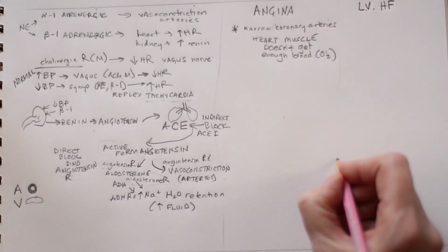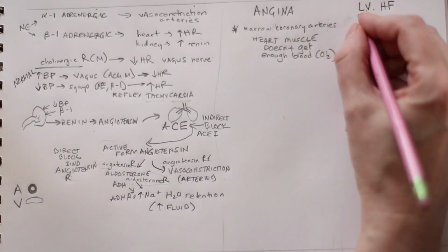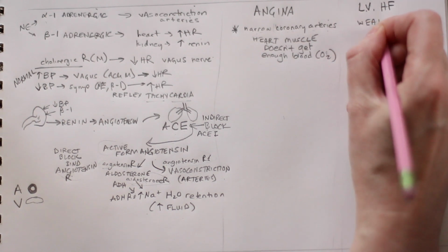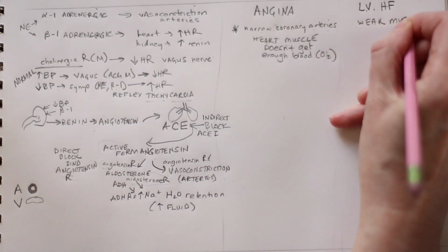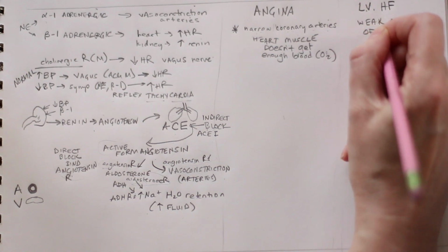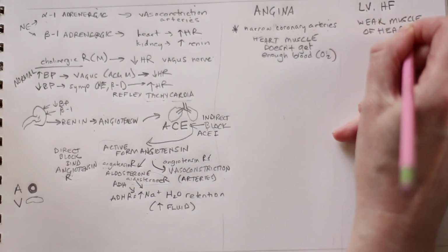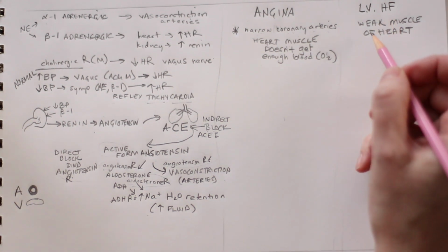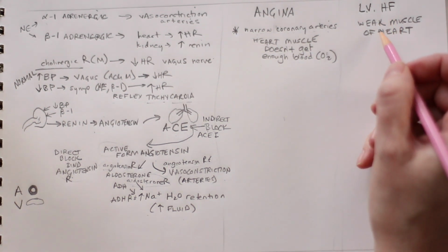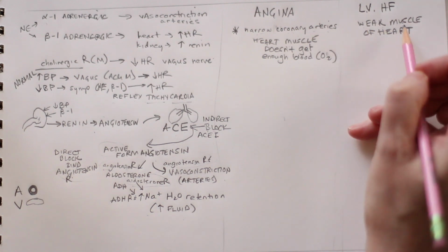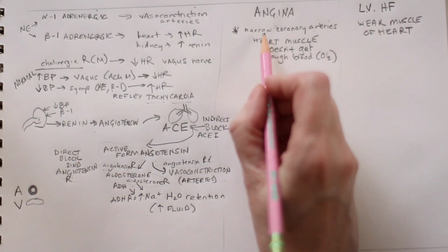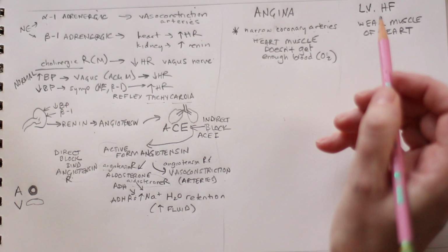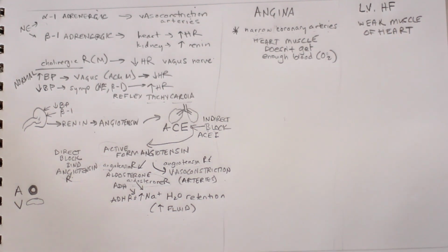Now, in left ventricular heart failure, the problem is you have a weak heart. That's it. You have a weak muscle of the heart. All right, and in our case, it's that your left ventricle is weak. Now make sure you have it very straight in your head, the difference between a weak muscle and a narrow artery. I think what happens is you start studying this stuff and you're still thinking in civilian terms. You're not thinking in healthcare professional terms.